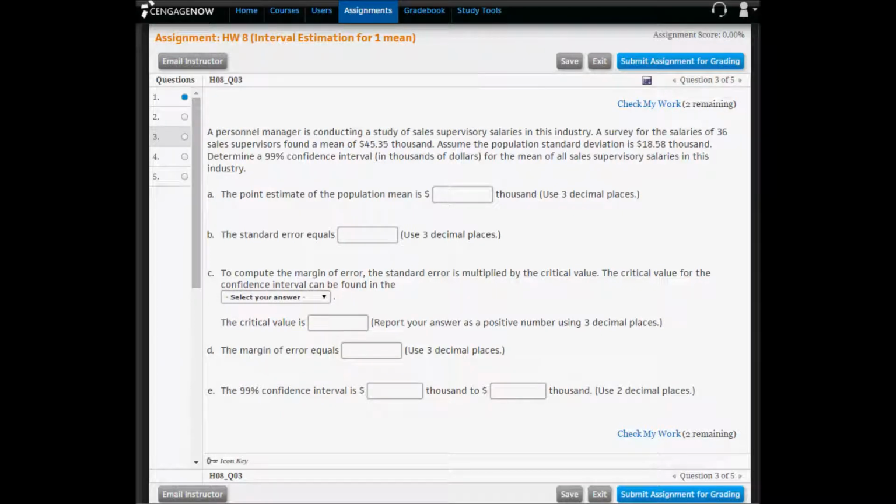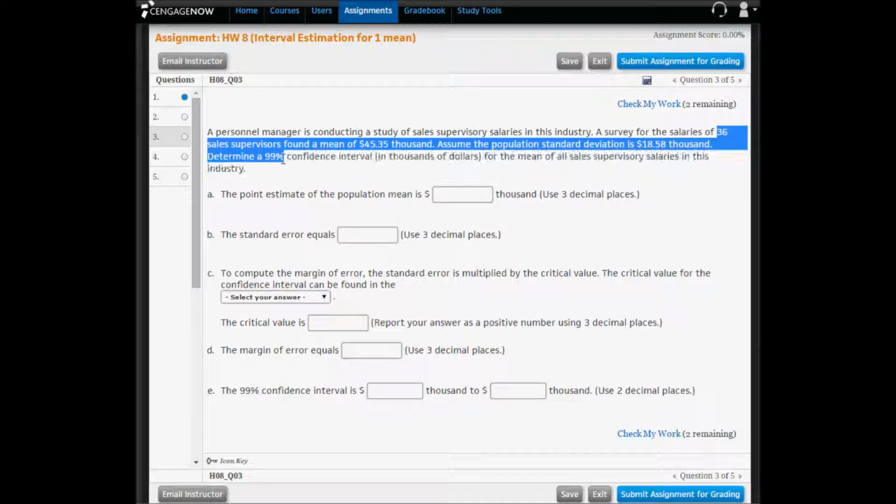In problem 3, we're going to construct a 99% confidence interval for a population mean. In this problem, we have a survey of 36 and a sample mean of 45.35. The population standard deviation is assumed to be 1858. So this sentence right here implies that we have a sigma known problem, because sigma is the population standard deviation. As such, we use a z stat. So I'm going to copy this information into Excel.